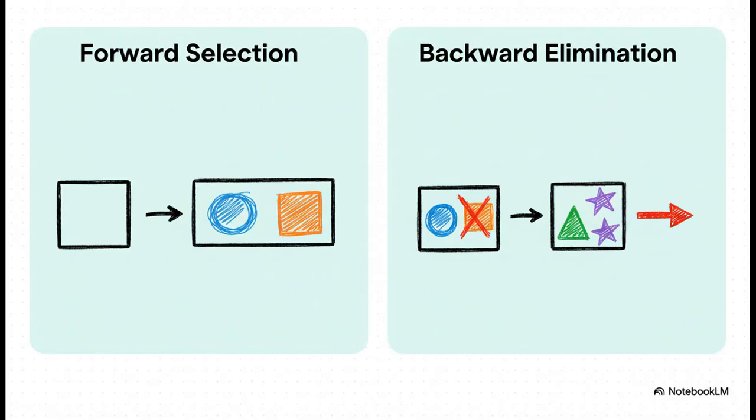So just to nail this down, forward selection is a builder. It starts with nothing and adds pieces one by one. Backward elimination is a sculptor. It starts with a big block of marble and chips away the pieces that don't belong. They're both super useful ways to help you find a really strong model without getting lost in the weeds.